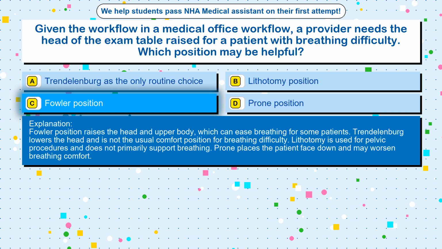Fowler position raises the head and upper body, which can ease breathing for some patients. Trendelenburg lowers the head and is not the usual comfort position for breathing difficulty. Lithotomy is used for pelvic procedures and does not primarily support breathing. Prone places the patient face down and may worsen breathing comfort.